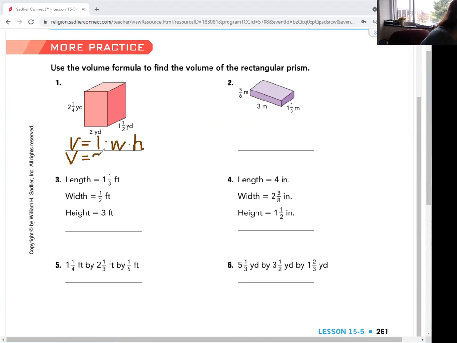I'm going to just grab each of these terms, 2 1/4 times 2 times 1 1/2.